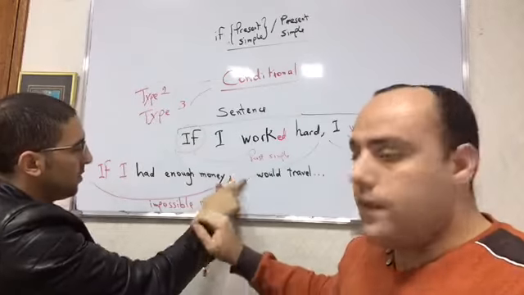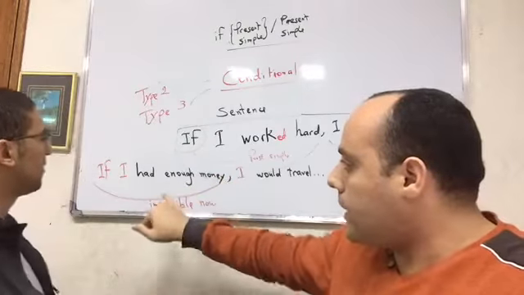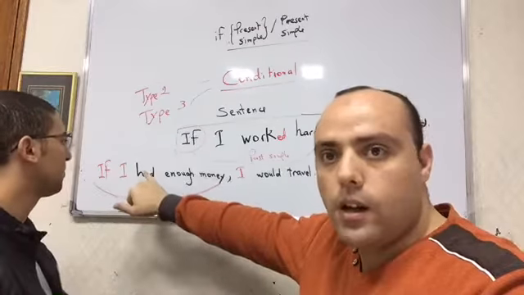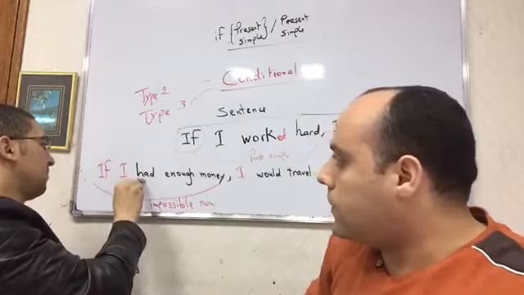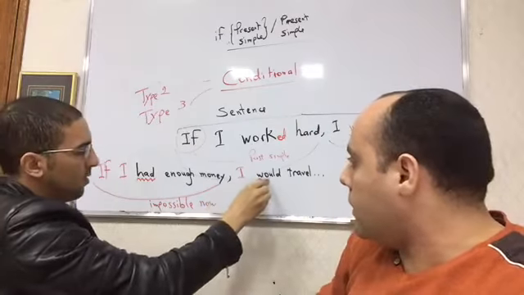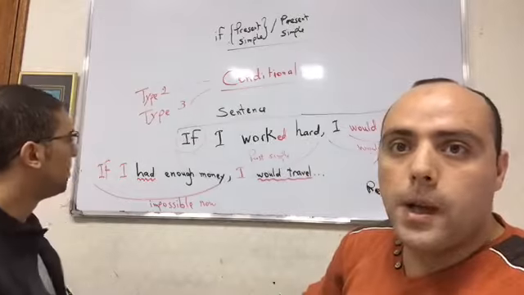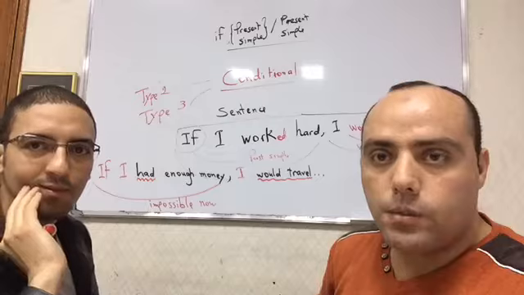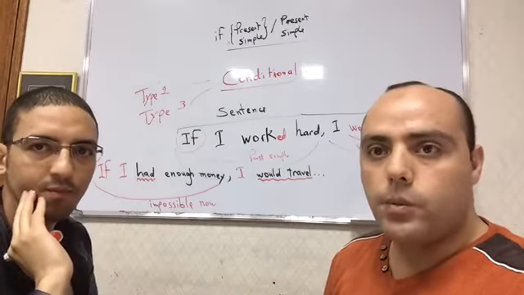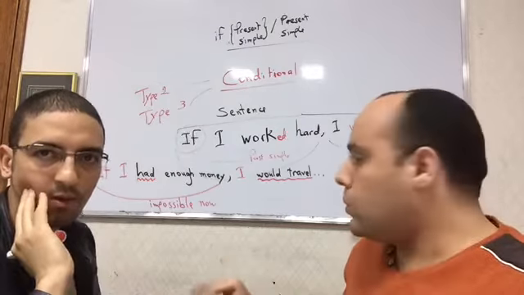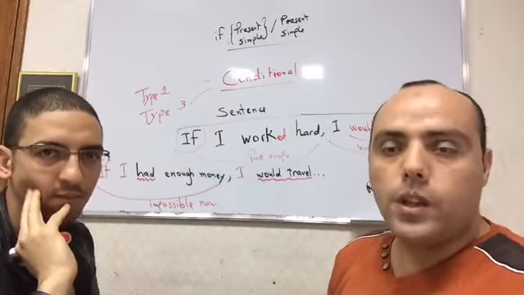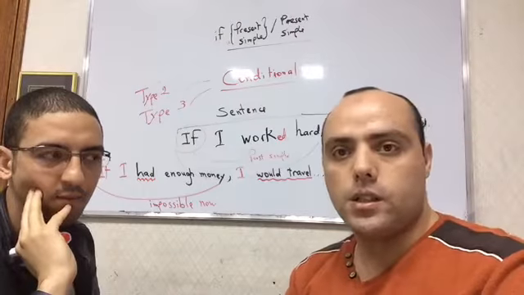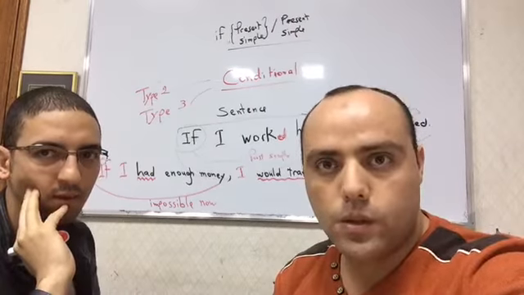As you can see, in the if clause here we are using the past simple form of the verb have, which is the second form of it, which is had. So if I had enough money, I would, plus the bare infinitive form of the verb, which is travel. And by the way, we can use not only would, but we can use could, or we can use might, to talk about certainty if we want to.